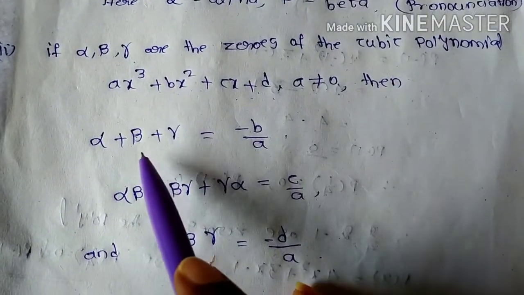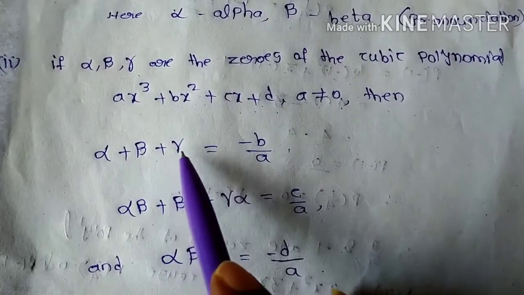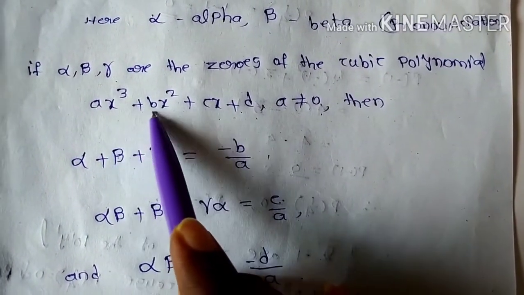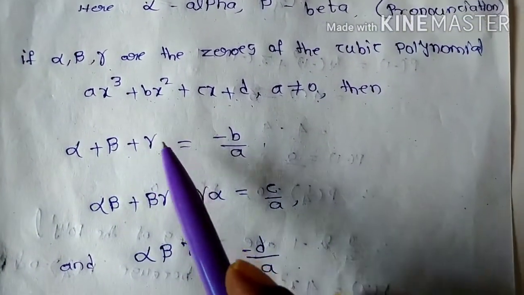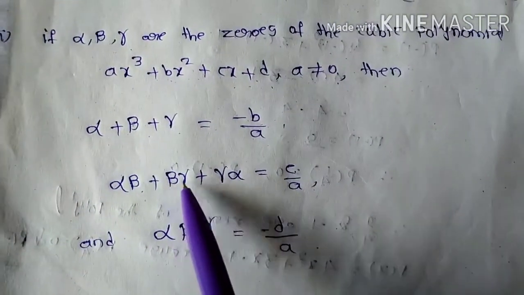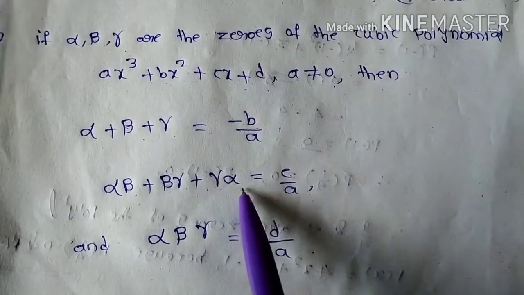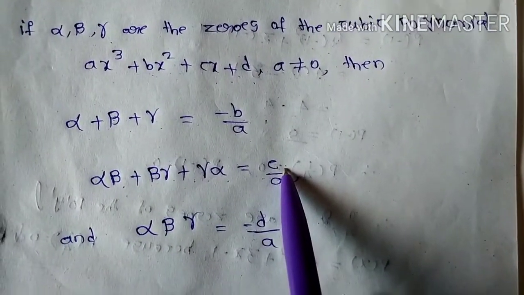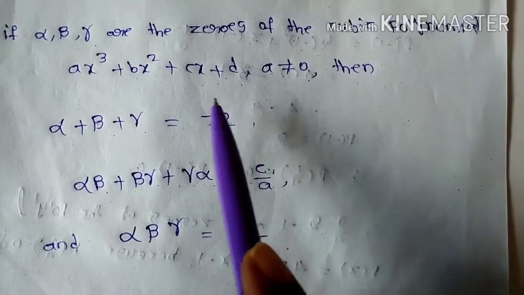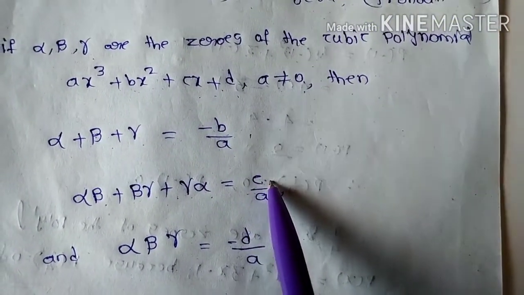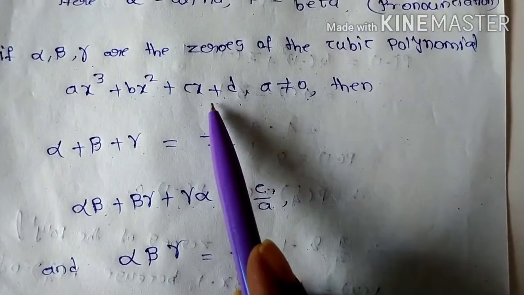Then the sum of the zeros, alpha plus beta plus gamma, is equal to minus b by a. One more formula: alpha beta plus beta gamma plus gamma alpha is equal to c by a. Is c a constant term? It is not the constant term here. It is the coefficient of x here.